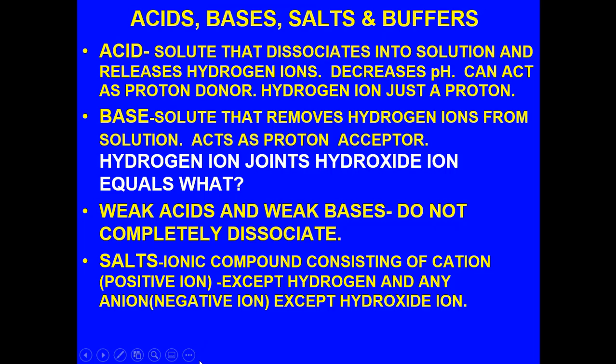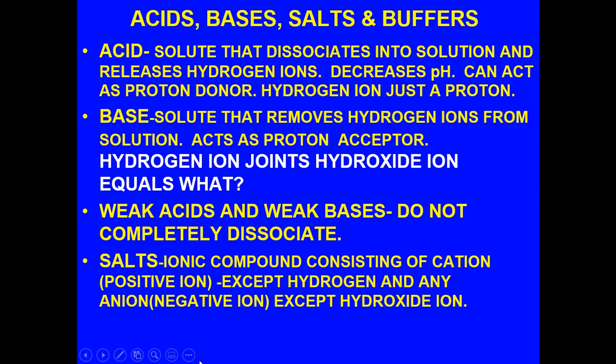Now, an acid is a solute that dissolves into solution and releases hydrogen ions. It decreases the pH and can act as a proton donor. A hydrogen ion is really just a proton. A base is a solute that removes hydrogen ions from solution and can act as a proton acceptor. Now, if I have a hydrogen ion join a hydroxide ion, what does that equal? Water, H2O. Weak acids and weak bases do not completely dissociate. An example would be acetic acid, which you find in vinegar. Some of the acids will let go of their hydrogen ion, others will not, so you need to be aware of that.